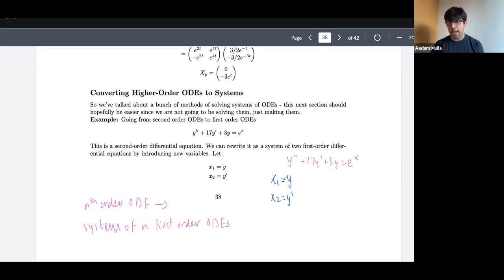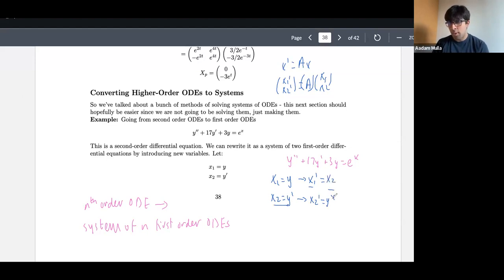Then again, these are our two variables, x1 and x2. We want to write it as x prime equals Ax, which remember is x1 prime, x2 prime equals A times x1, x2, and A is a matrix. So we want to find x1 prime and x2 prime. If x1 equals y, then x1 prime is going to equal y prime. And if x2 equals y prime, then x2 prime is going to equal y double prime. Notice x1 prime equals y prime, and x2 equals y prime, so we take y prime and replace it with x2.